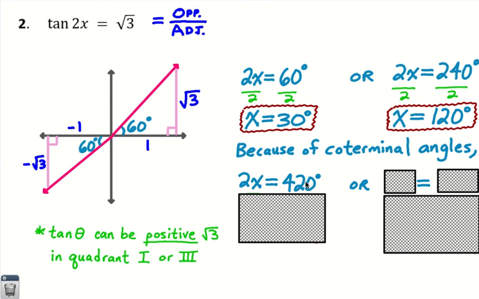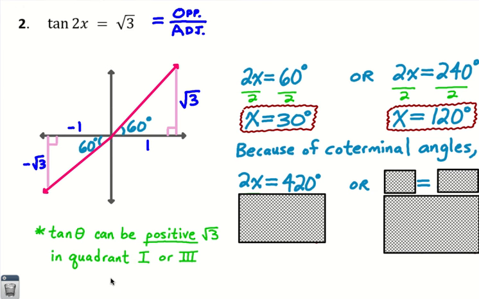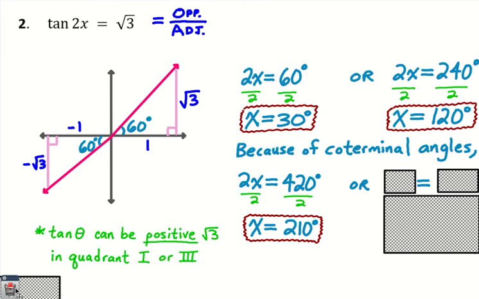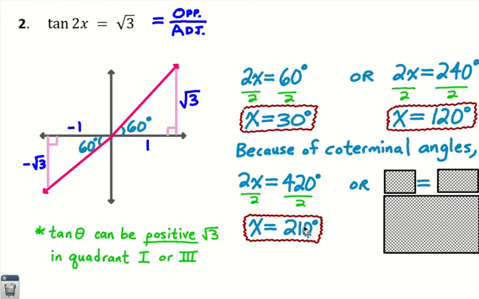And now look, I know 420 degrees is too large for our interval. But the thing is, it's not what 2x equals, it's what x equals. And we're dividing both sides by 2 and getting that x could be 210. So guess what, people? 210 is in our interval. So guess what? 210 is a third answer for us.